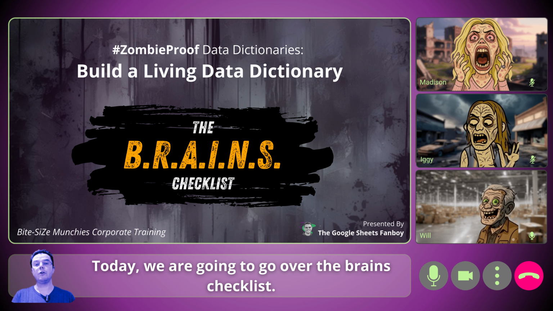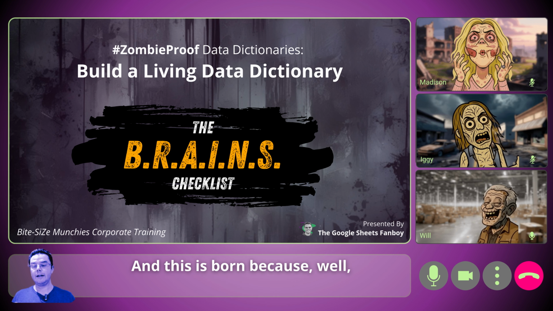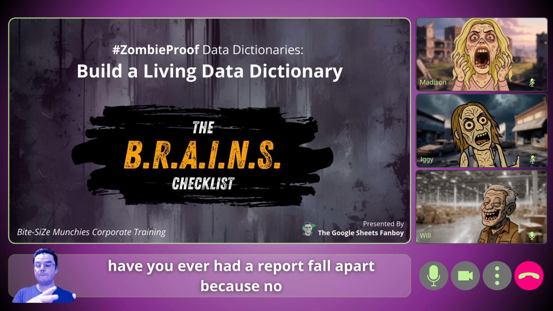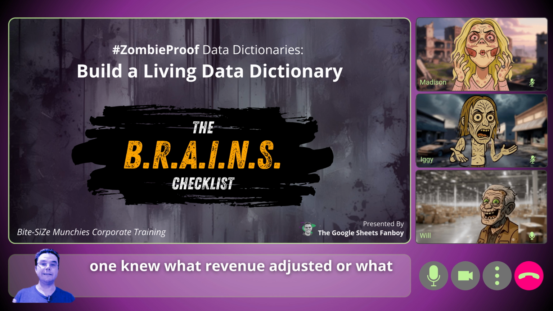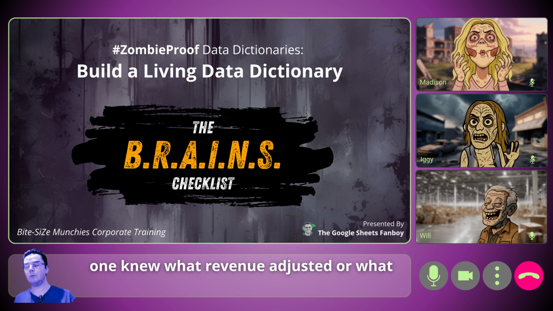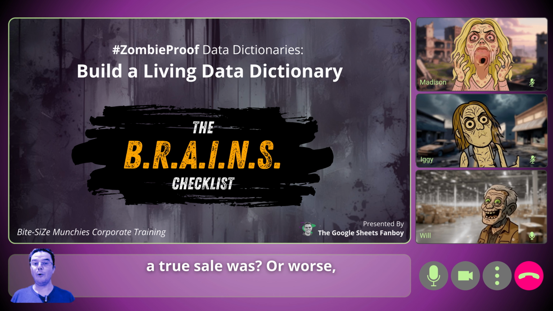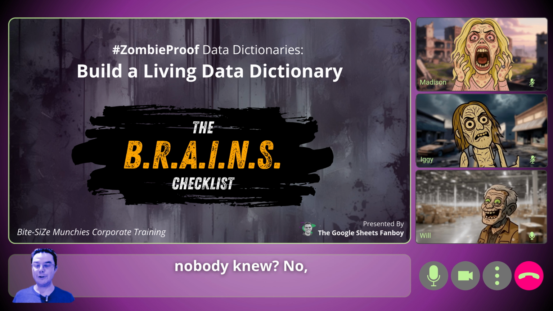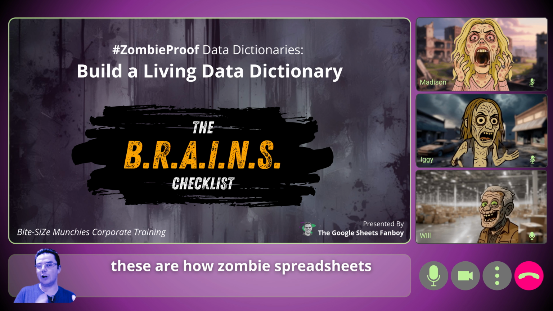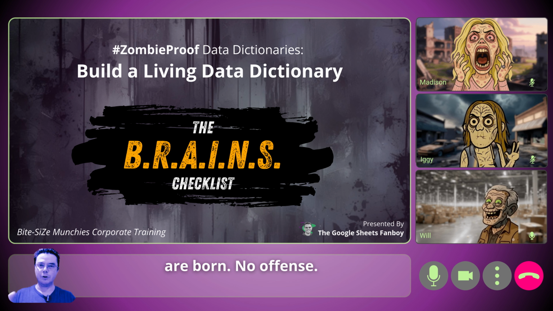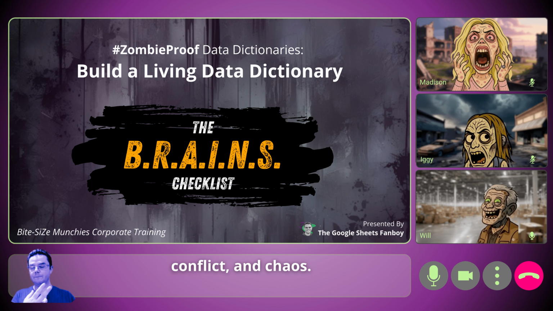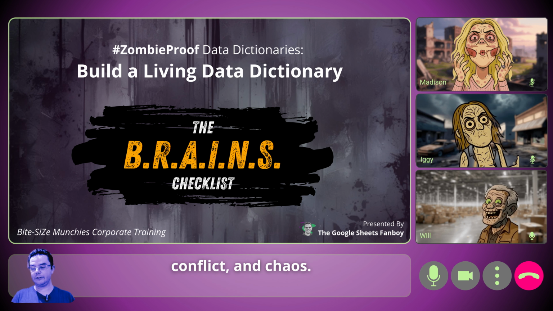Today, we are going to go over the B.R.A.I.N.S checklist. And this is born because, well, have you ever had a report fall apart because no one knew what revenue adjusted or what a true sale was? Or worse, they thought they knew it or it changed and nobody knew? These are how zombie spreadsheets are born. No offense. These type of spreadsheets create confusion, conflict, and chaos.